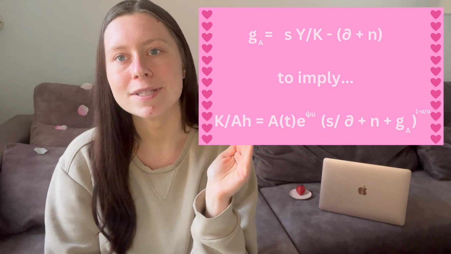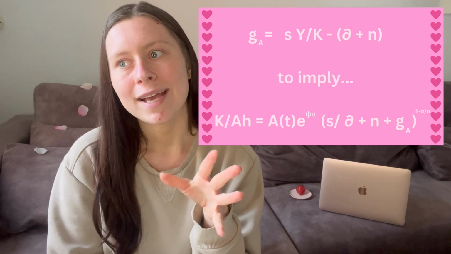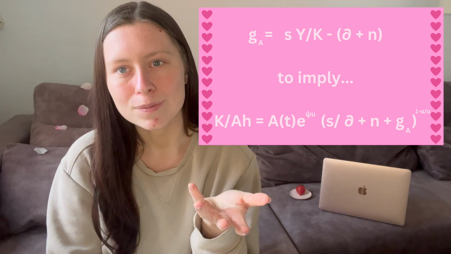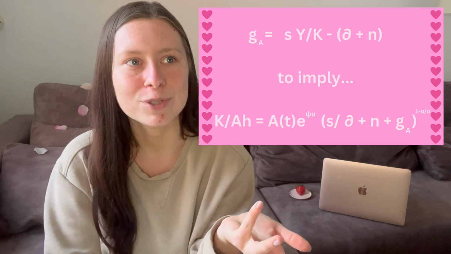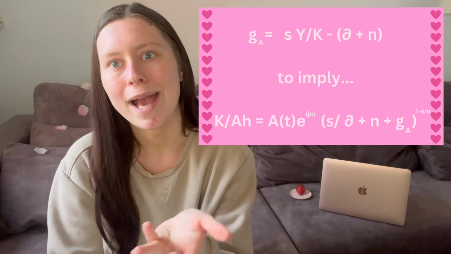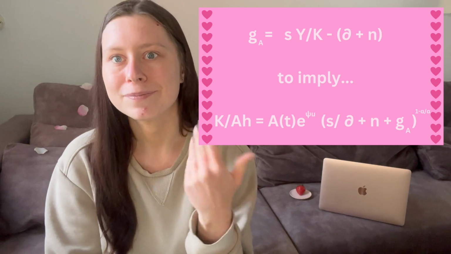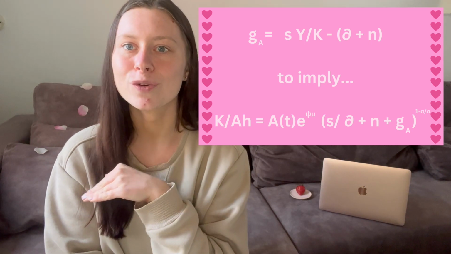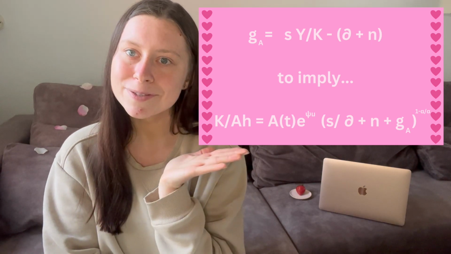So one of the key growth rate equations that we're going to look at now is the GA, and that's basically the growth of capital accumulation. So growth of how much capital you have is just capital accumulation, like how much am I hoarding? And again, this is an equation we can rearrange to imply this.